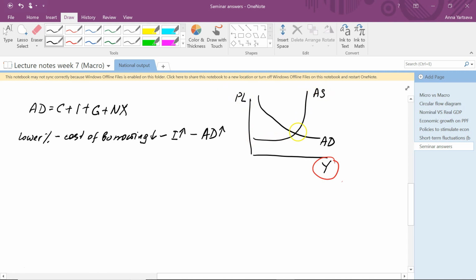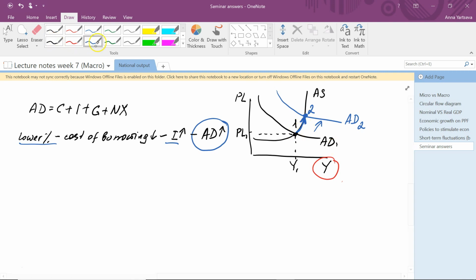So this is our aggregate supply curve. The original equilibrium is at point 1. Some original price level, some original national output. What we also see is that due to lower interest rates, due to high investment level, aggregate demand will increase. In other words, aggregate demand curve will shift upwards, and we will be operating on a higher aggregate demand curve, which will push our equilibrium from point 1 to point 2. And as a result, we will have different levels of national output and price level. In other words, we can see that prices will go up, but so will national output.